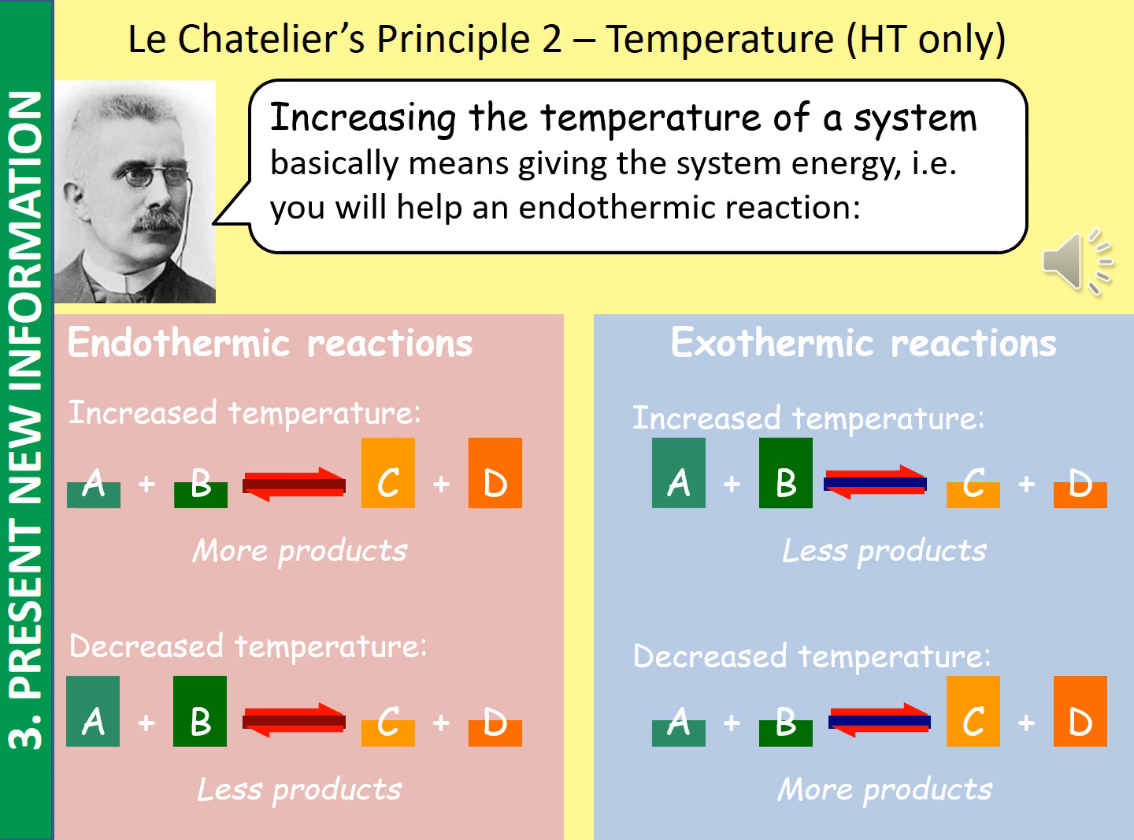If I decrease the temperature, then it will favour the reactants, so it will make less products, because remember, if the forward reaction is endothermic, then the backwards reaction will be exothermic. And obviously vice versa. If the forward reaction is exothermic and I increase the temperature, it will make less products, and if I decrease the temperature, it will make more products.